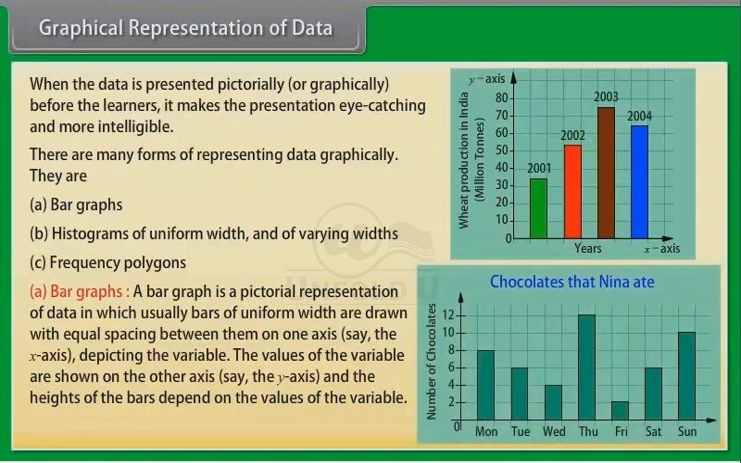Let us take one example to read the bar graphs. Observe this bar graph. This represents the number of chocolates that Nina ate last week. Now can you tell which day she ate the most number of chocolates? We can see that on Thursday she ate the most number of chocolates.